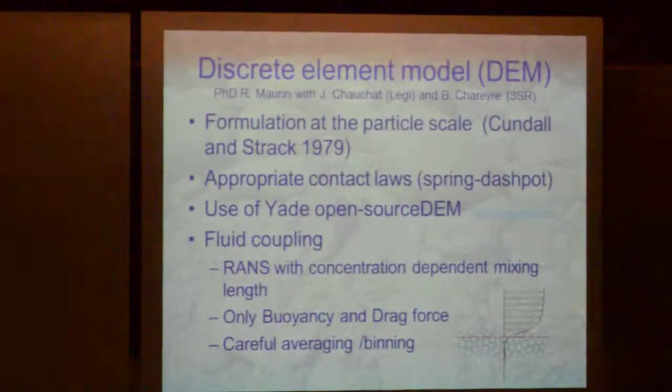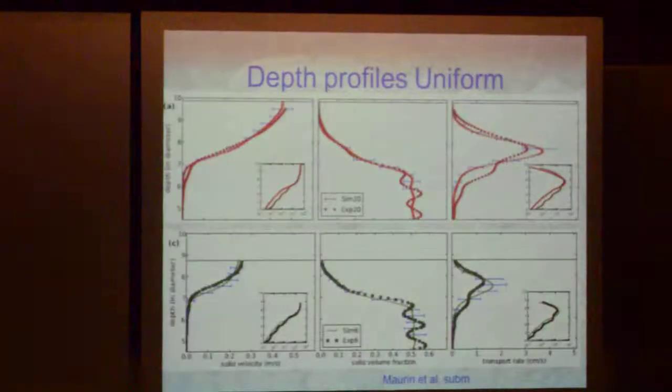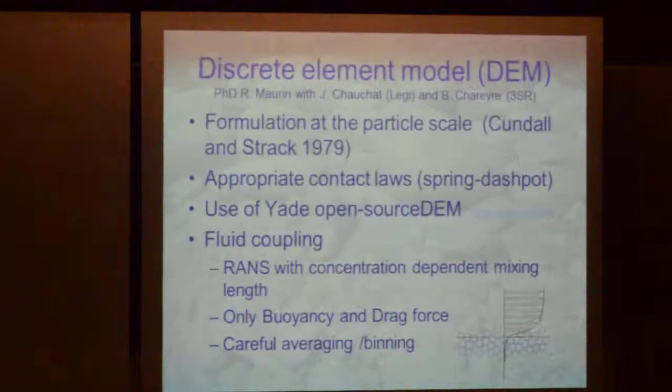For example, what we did is something more. We use a discrete element model and we couple it with a fluid model. A simple one, as we wanted to know what is the simplest model. So we use the 1D Reynolds-averaged Navier-Stokes model with a concentration-dependent mixing length. So not a big DNS or a very big CFD model, okay?